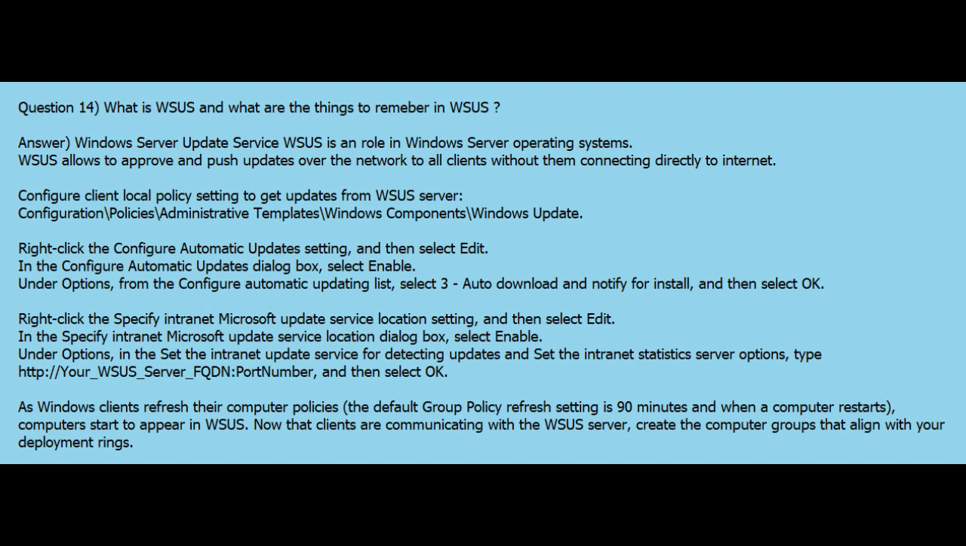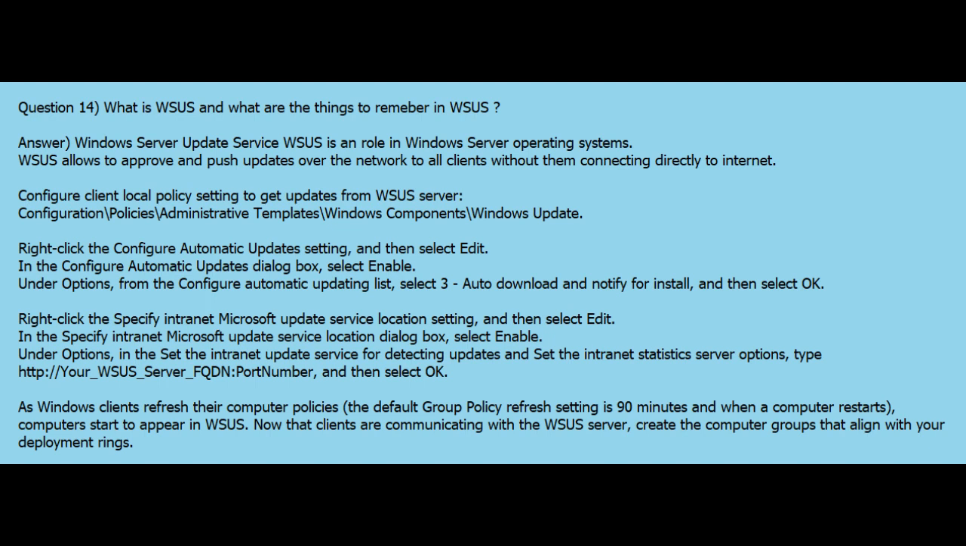In the Specify Intranet Microsoft Update Service Location dialog box, select Enable. Under Options, in the Set the Intranet Update Service for detecting updates and set the Intranet Statistics server options, type http:// your WSUS server FQDN: port number, and then select OK. As Windows clients refresh their computer policies, the default group policy refresh setting is 90 minutes, and when a computer restarts, computers start to appear in WSUS.